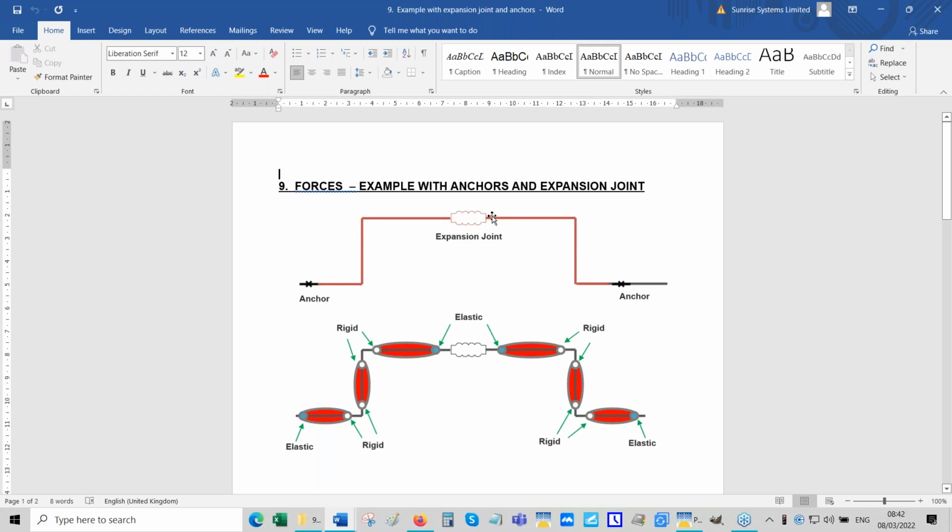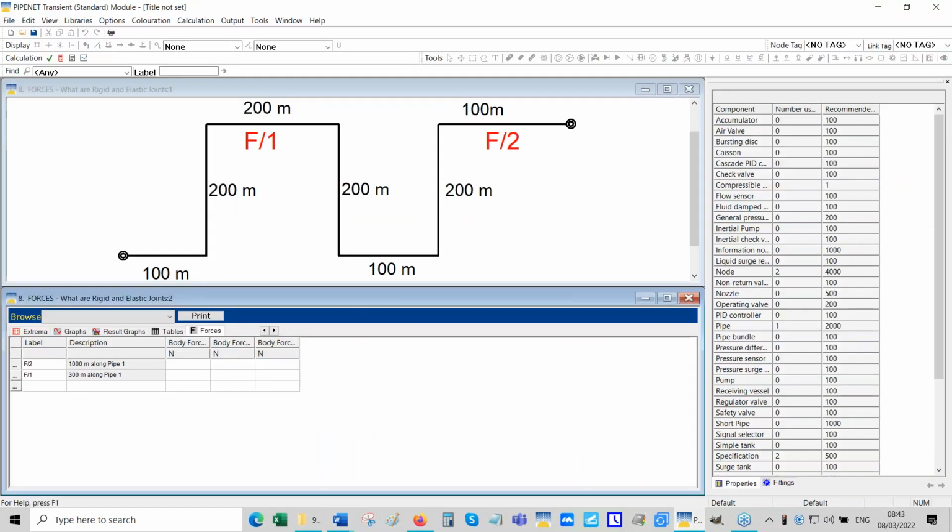And we have an expansion joint here, and we're considering the unbalanced force in all these 6 sections. So don't forget that this is elastic, that's elastic. This is also elastic because there is an external force which we do not calculate. Okay. So let's open the data file.